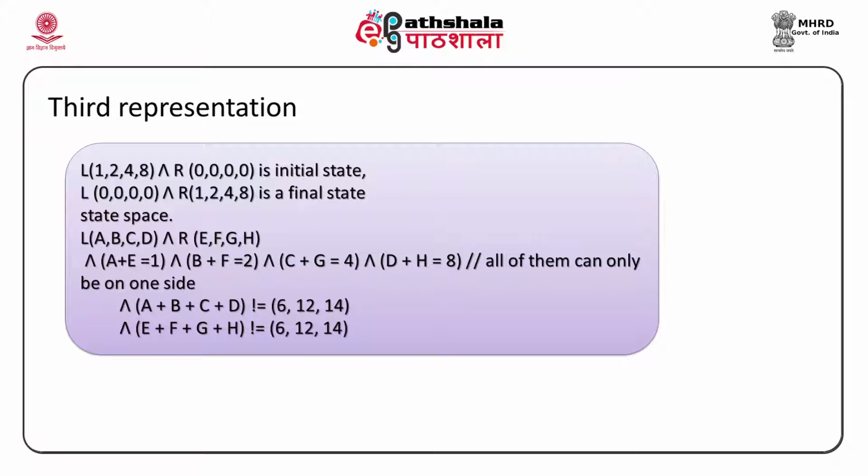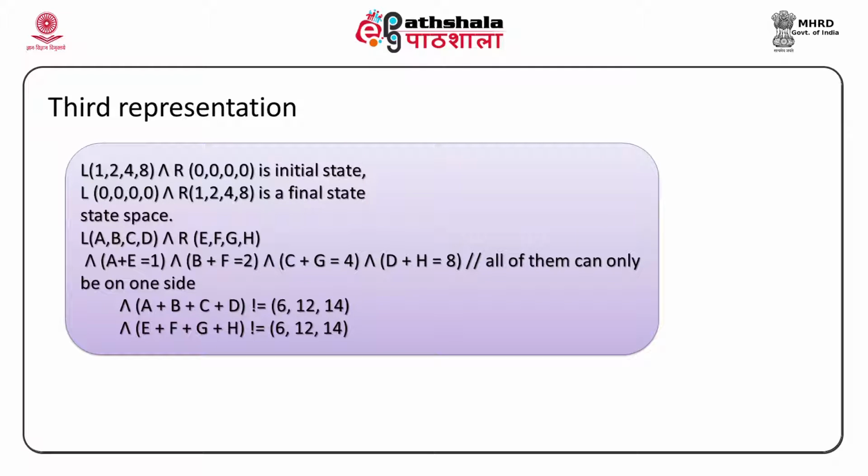Why? See what we have done. We say that L, A, B, C, D, E, R, E, F, G, H. Okay, and then say A plus E is equal to 1. What does that mean? That means that farmer is either on one side or the other. So A or E, one of them must be 0 because farmer value is 1. So if A plus E is 1, that means either A is 1 or E is 1. Both of them cannot be 1. Okay, so farmer cannot be on both sides.